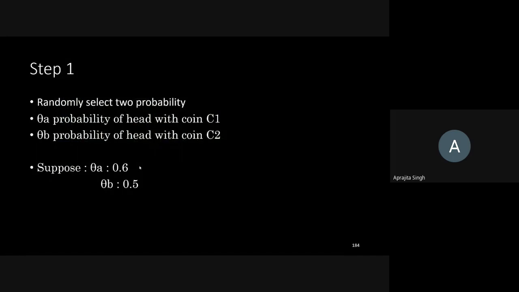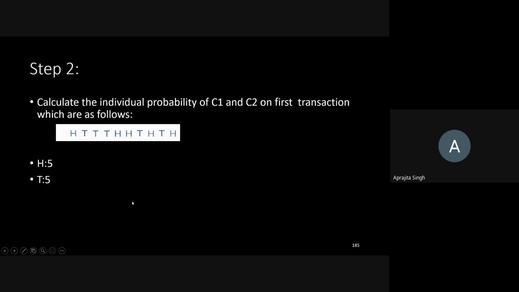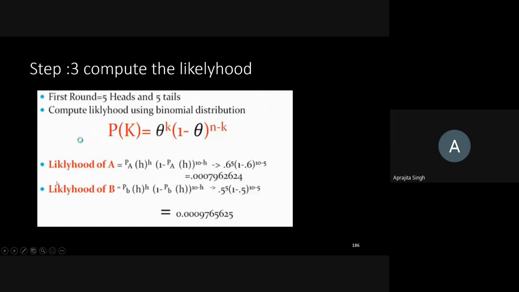Step one is what? You start off with initial probabilities for the first coin landing heads and the second coin landing heads. You take certain probabilities here. Then what is the next step? You do the experiment. Now you have done this experiment wherein head has come 5 times and tail has come 5 times.